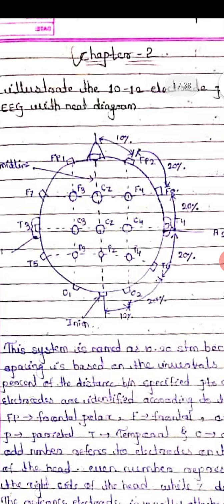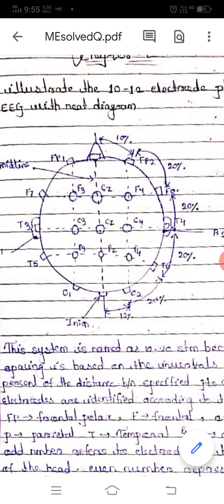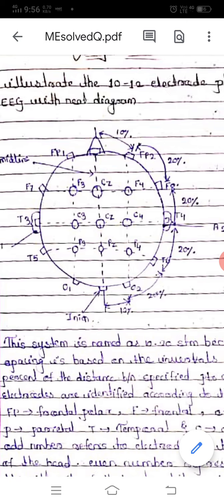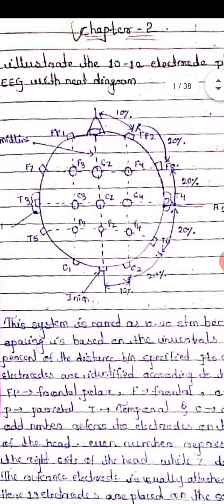In this, the main points are the Nasion point and the Inion point. The Nasion point is the root of the nose, and the Inion point is at the back of the scalp. You have to draw a center line between the two ears. Why is it called the 10-20 electrode placement system? Because the circumference is divided into 10 and 20% of the total distance. So first of all, you have to explain.